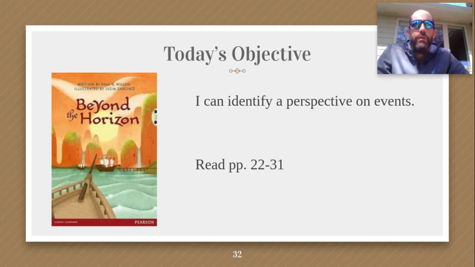So, as we're looking at the events of the text today, we're going to look specifically at the perspective of each of the characters, how the characters feel about the events, how the events are perceived by that individual. Because different people have different perspectives on different events. Some person in the text may view an event as positive, and the other person may view it as negative. It all depends on your perspective.